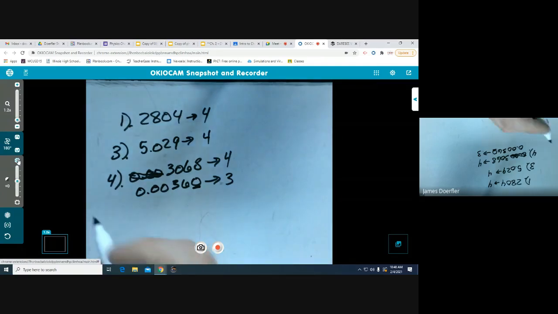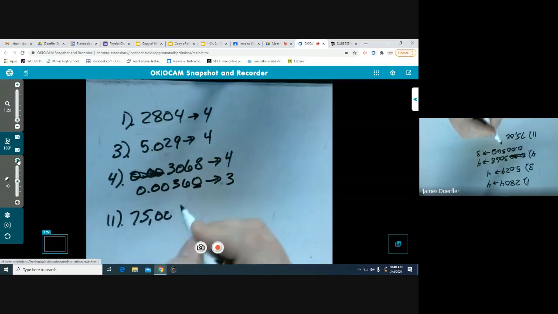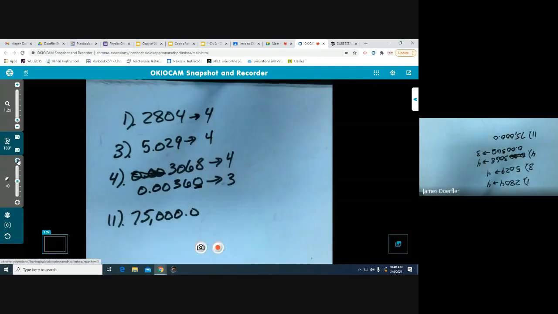And then let's go to number 11. 75,000.0. Oh, mine are numbered differently, because I redid the worksheet. We're bouncing around a little bit on here. So, do you have any answer? Not 3. 4. Let's talk about it.